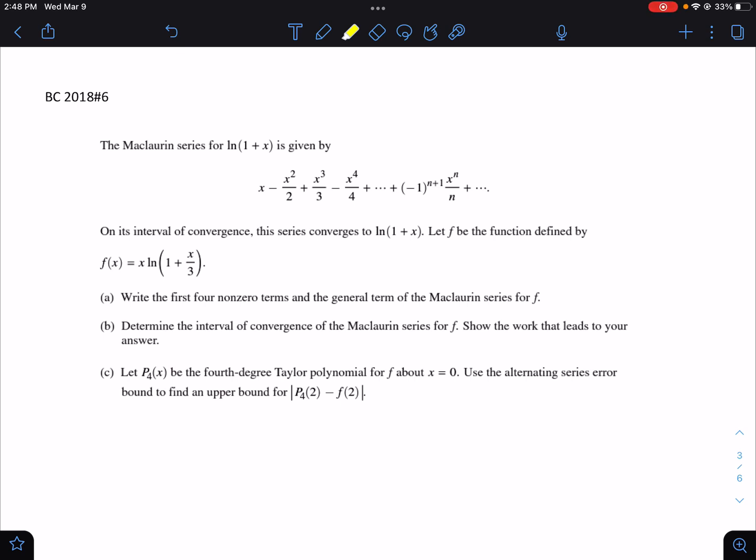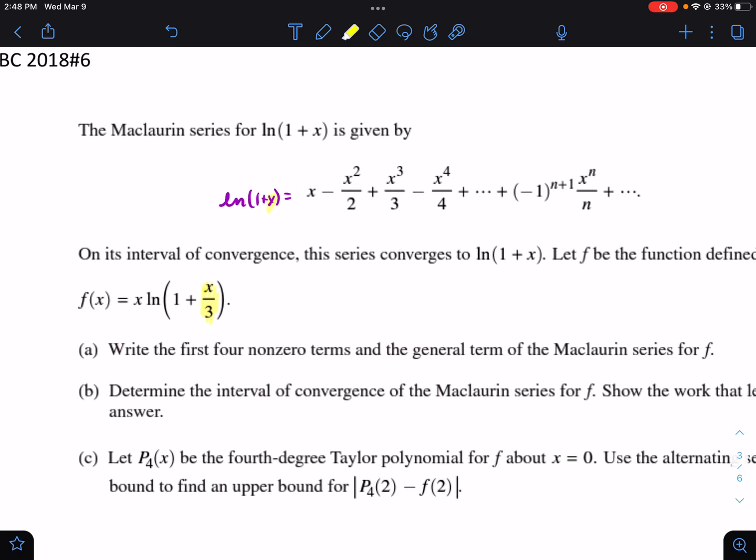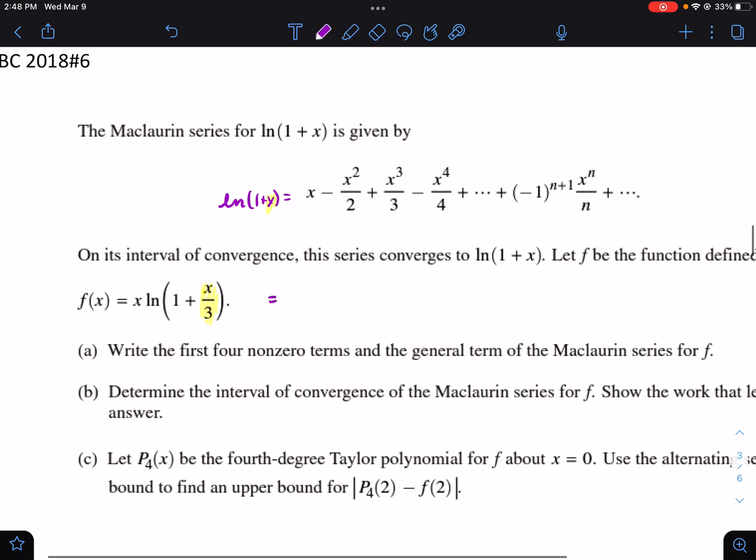All right, for this question, they're giving us the Maclaurin series for ln of 1 plus x, so that's given. So if they give you a series and they ask you to build another, it's often going to be like substitution, multiplication, something like that. So what I noticed is I'm just going to replace where the x is with x over 3. I'm going to leave myself some space because I know that I'm going to times by x.